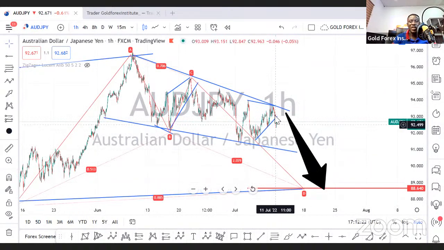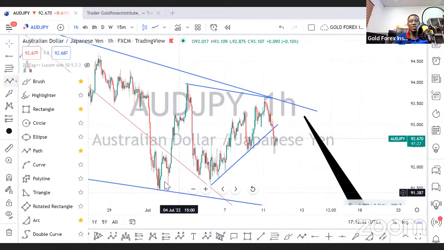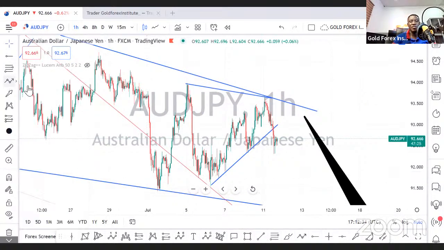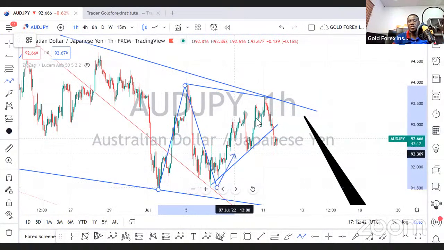Now, the reason why we entered here is that there was a running flat correction over here. This is a running flat correction. An ABC running flat correction here.